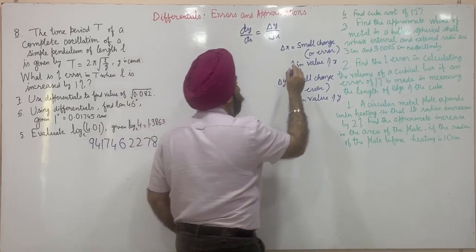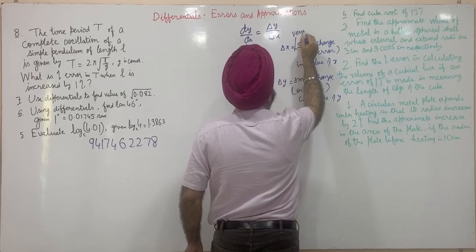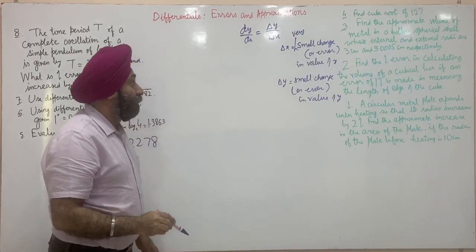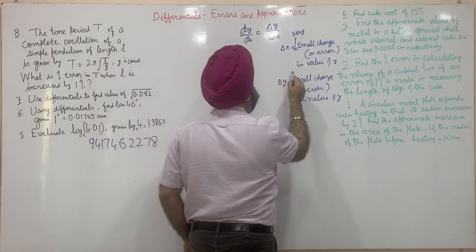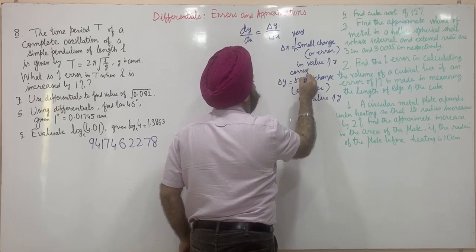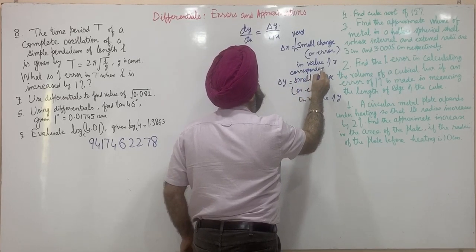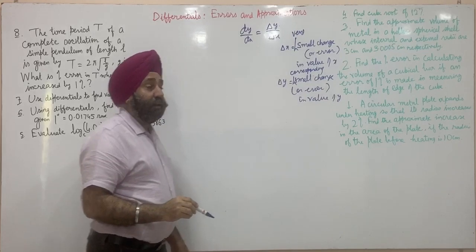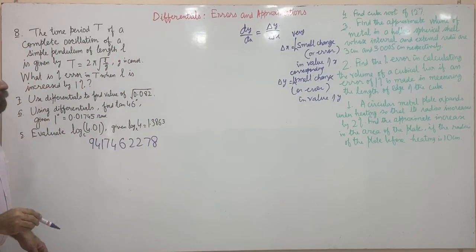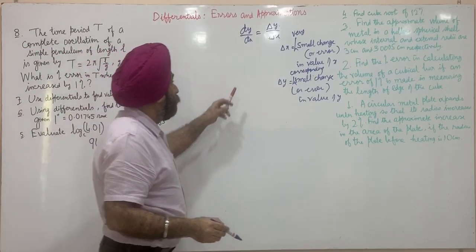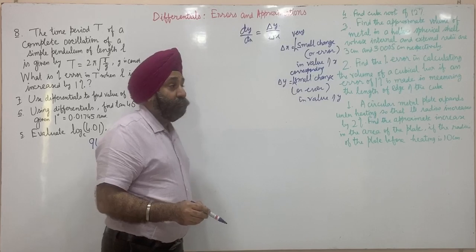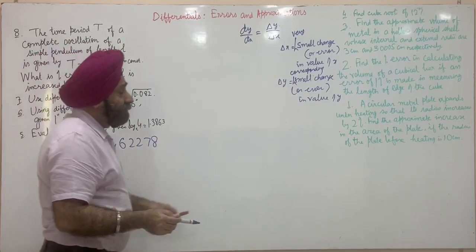Let me add: delta x is a very small change in the value of x, and this is the corresponding small change in the value of y. So dy by dx is the same as delta y by delta x. For small changes or errors, this relation holds. Okay, let's discuss this one.